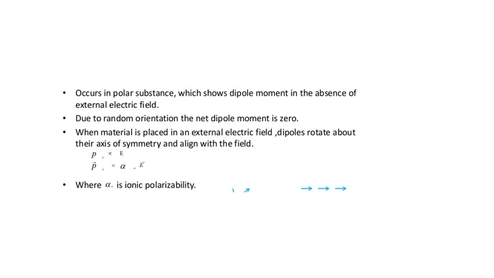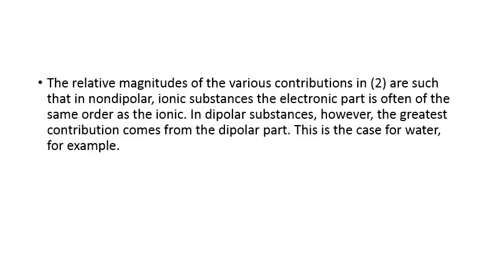This occurs in polar substances, which show a dipole moment in the absence of an external electric field. Due to random motion, the net moment is zero. But when the material is placed in an external field, the dipoles rotate and align with the field. And this is called orientation polarizability in permanent dipoles.